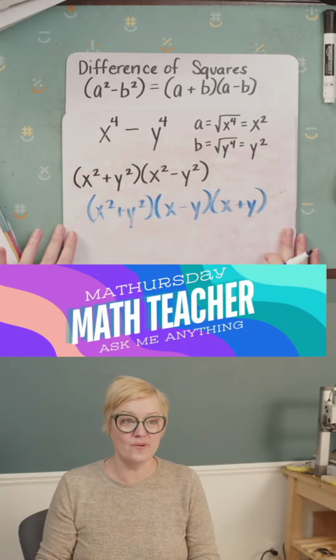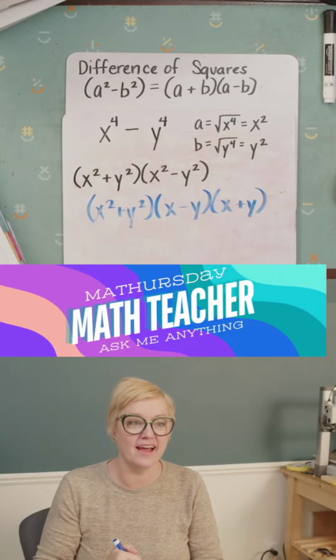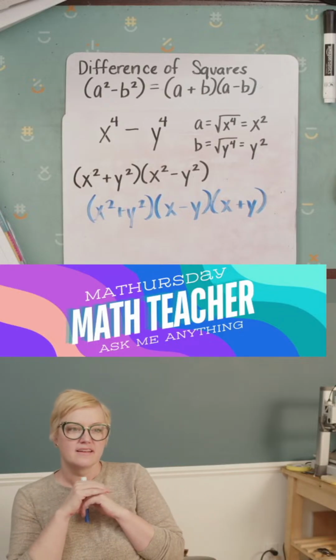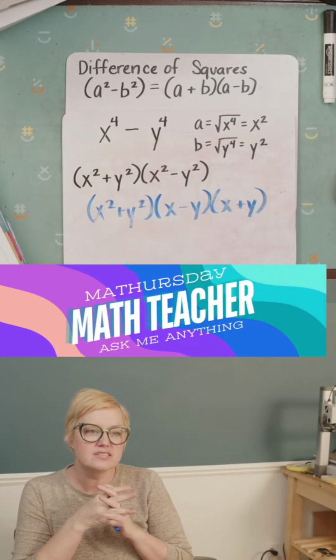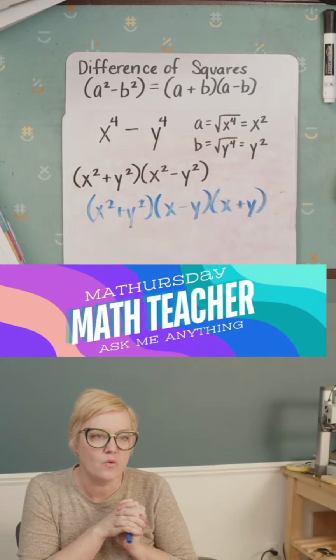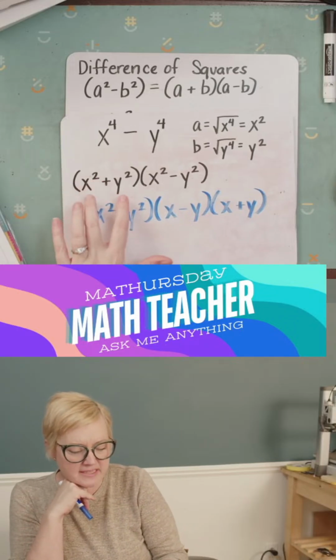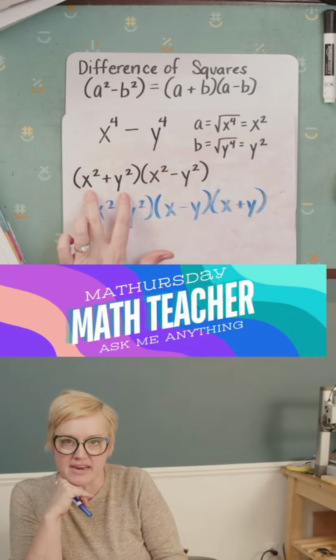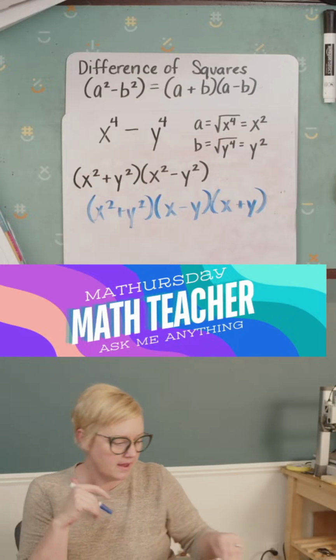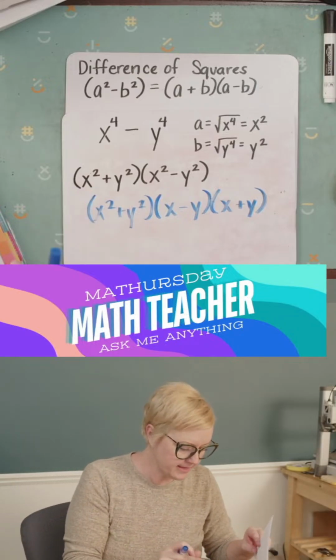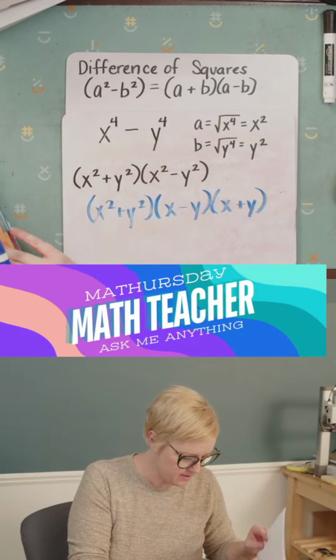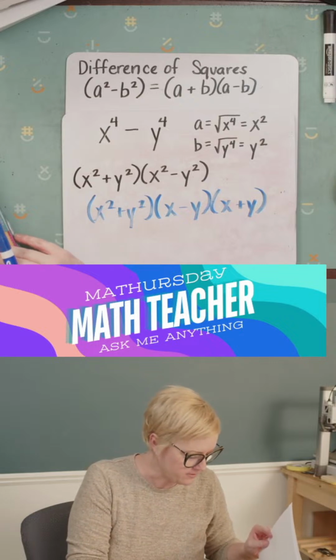Can't you factor out x and y in the sum of squares? You can't factor out the x and the y because they don't both have an x and a y. Okay. But let's look at a problem where we would factor something out.